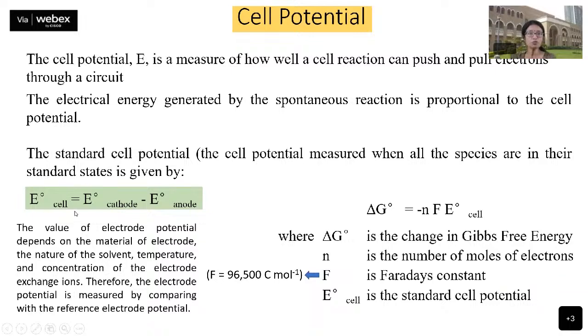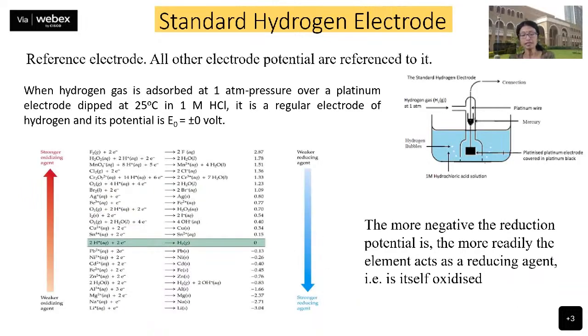But the value of the electrode potential depends on quite many factors: the material of the electrode, nature of solvent, temperature, and concentration of the electrode material. So whenever we talk about an E cell, we have to give some reference. So we need a reference electrode. There are quite a few reference electrodes which you will find, but in this particular class, we'll be discussing the standard hydrogen electrode. So what is the standard hydrogen electrode?